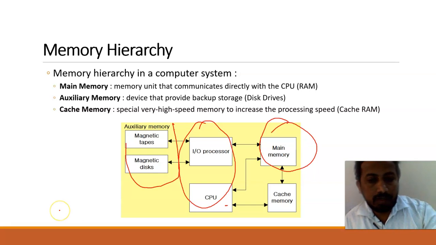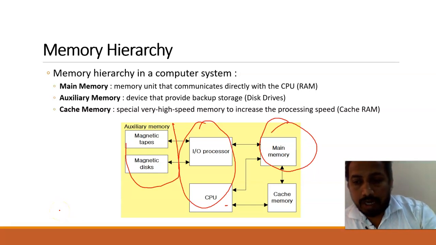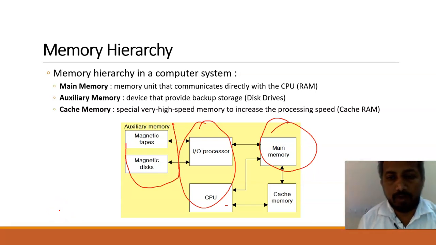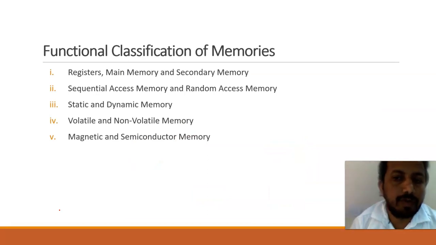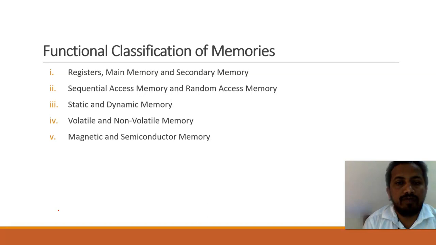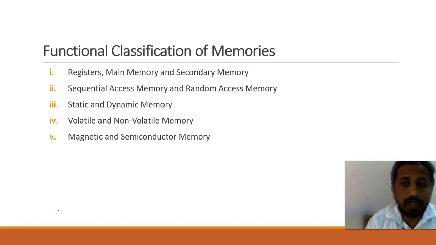Coming to the classification of memories, how the memories have been classified. The functional classification of memories has been done in different categories. The first one depends on the types of memories: registers, main memory, and secondary memories. This would be the first category.